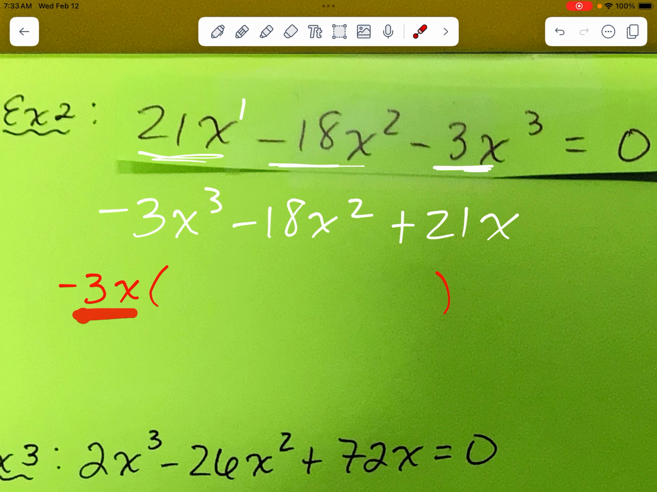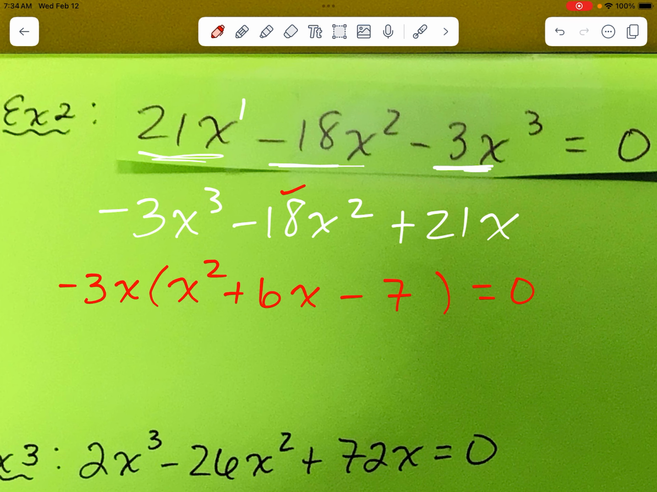So we're going to say negative 3x times what is negative 3x to the third? Well, that is x squared because you're adding the exponents on the variables. So then we say negative 3x times what in the middle is negative 18x squared? Negative 6x. I'm sorry, positive 6x. Negative 3 times positive 6, negative 18. X times x, add the exponents, x squared. One more time. Negative 3x times what on the end is positive 21x? That would be negative 7.